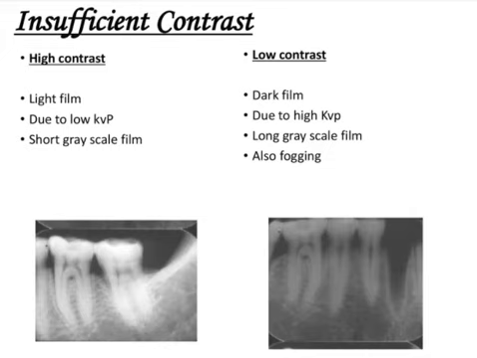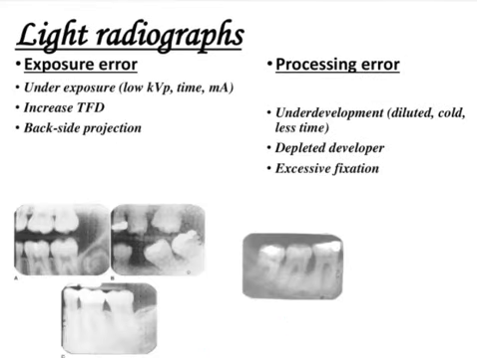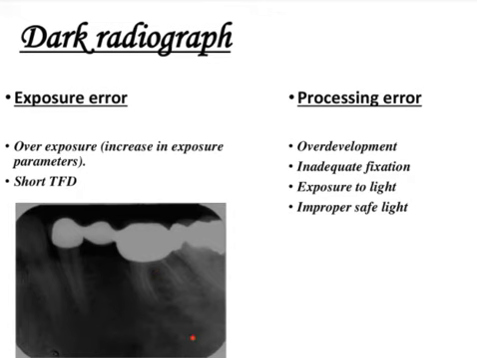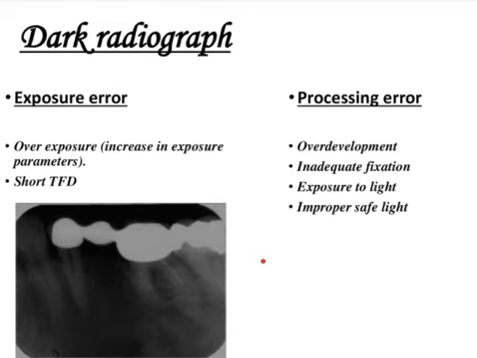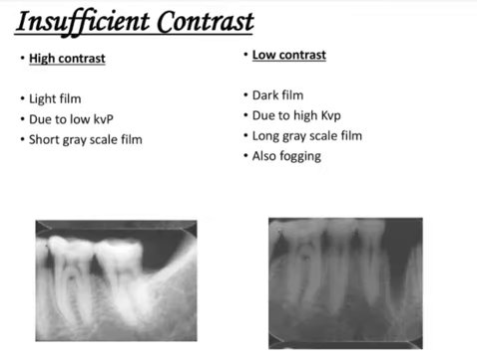Insufficient contrast. So density means the overall blackness of the image. For example, if this image is too black, we say that the image is having a high density. Now, in this image, the overall darkness is less, so we say that it is a low density image. This is a high density image.